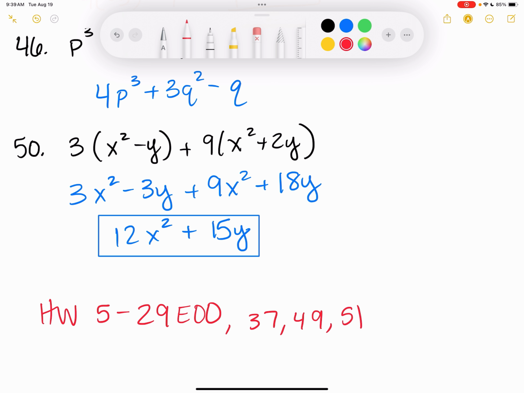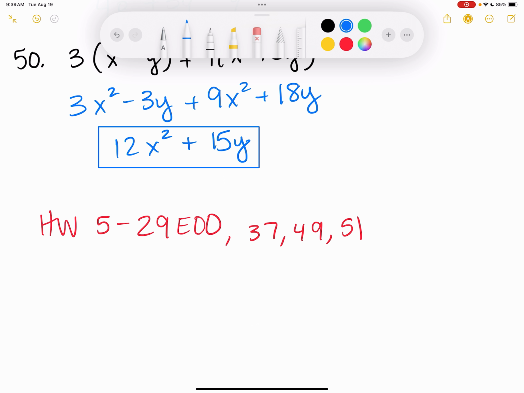All right, 5 through 29, every other odd, and then 37, 49, and 51. If you don't know what every other odd means, it would be 5, skip 7, 9, skip 11, 13, skip 15, 17, and so on and so forth. Every other odd. Okay. Homework: 5 through 29.